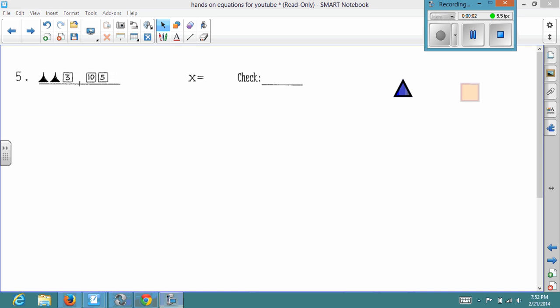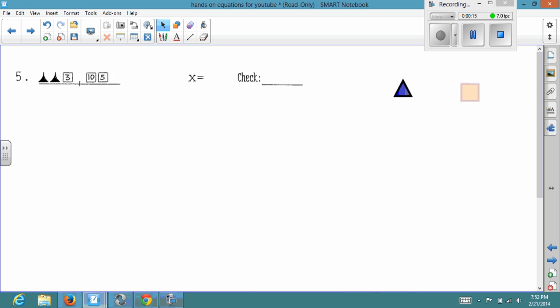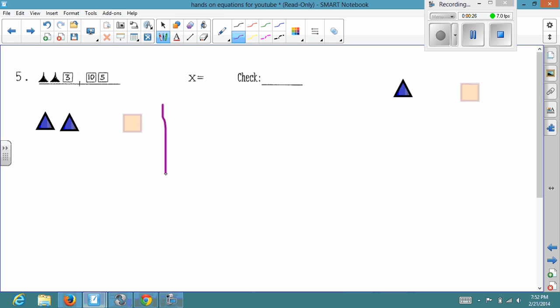What I want to talk to you about today is changing these problems that look like this that we've been doing in class with the kits into a more algebraic representation for it. So to begin, I have two pawns and a block that's worth 3. And then I have my brick wall. And then I have 2 blocks that together are 15.